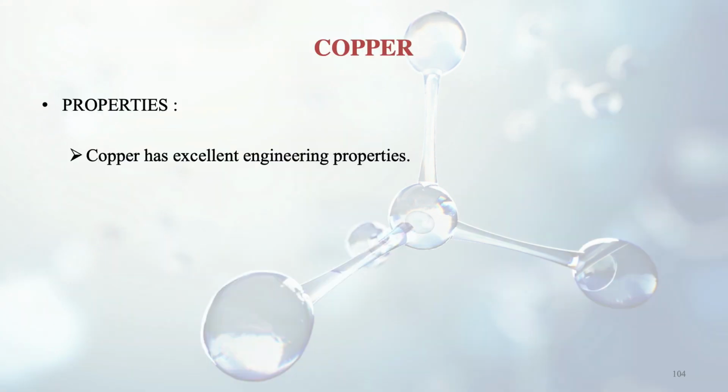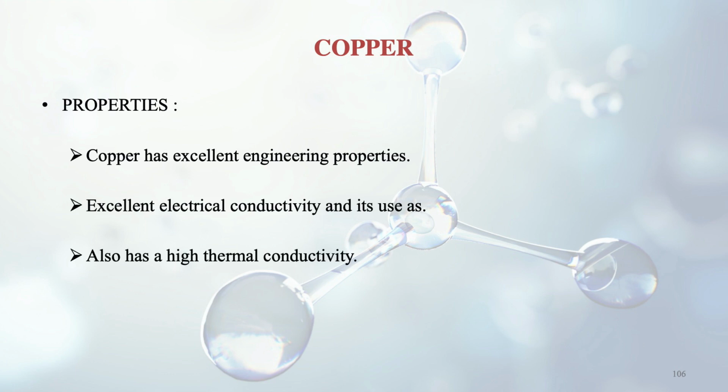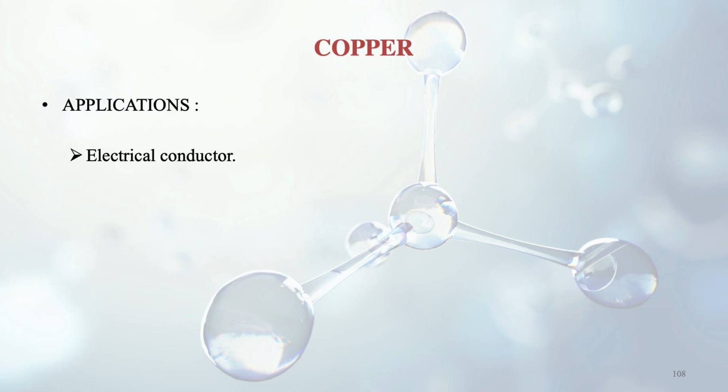So we have discussed till now the alloys of aluminium and aluminium non-ferrous metal. Now we discuss copper. This one is also very important. So what are the properties of copper? It has excellent engineering properties and very good electrical conductivity and high thermal conductivity also, and applications are like an electrical conductor and as heat exchanger tubes also because of its good thermal conductivity.